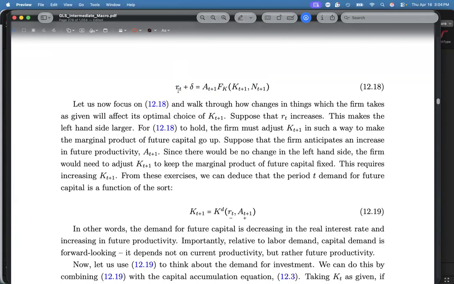Now, let's repeat. If your left-hand side goes up, what has to happen to the right-hand side? It has to go up as well. Correct. For 12.18 to hold, the firm must adjust KT plus 1, which is on the right-hand side, so as to make the marginal product of future capital go up. Which means, because f of k is downward sloping, right? Positive, but the second derivative is negative. Then that means that you have to decrease your capital stock, KT plus 1, to make your f of k go up.